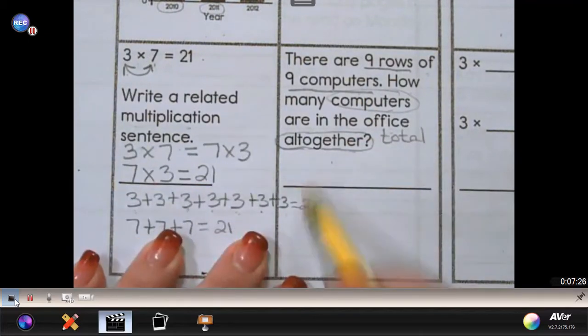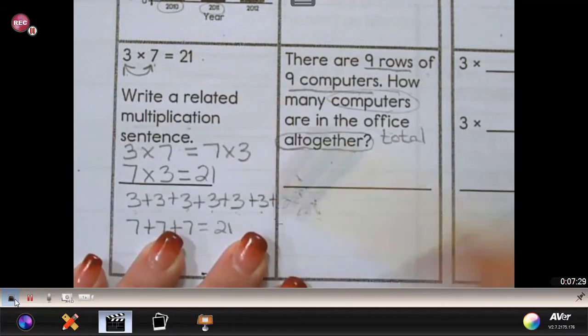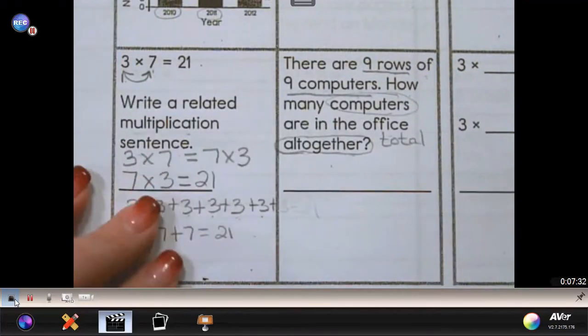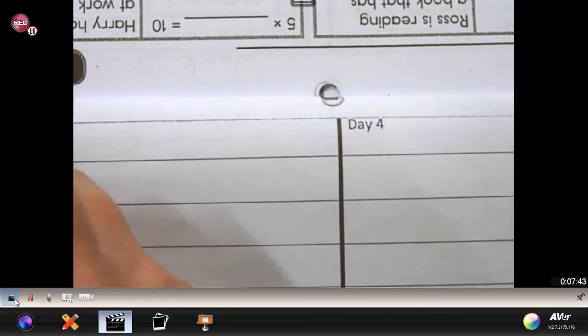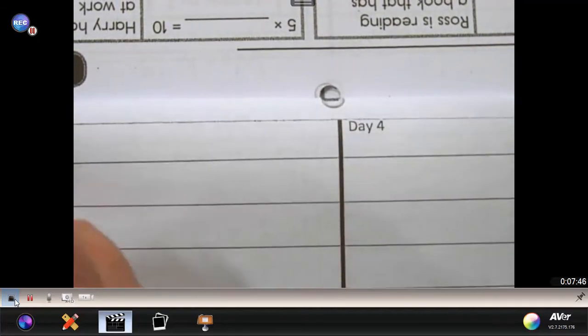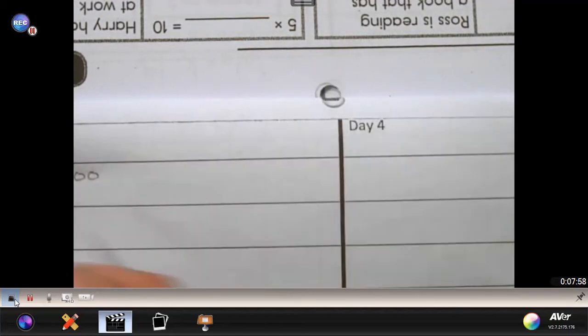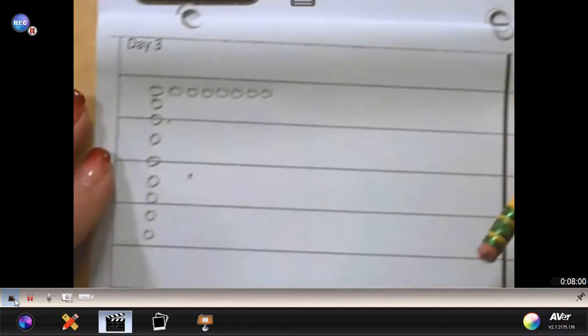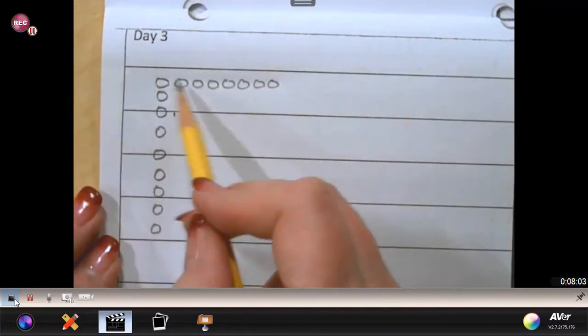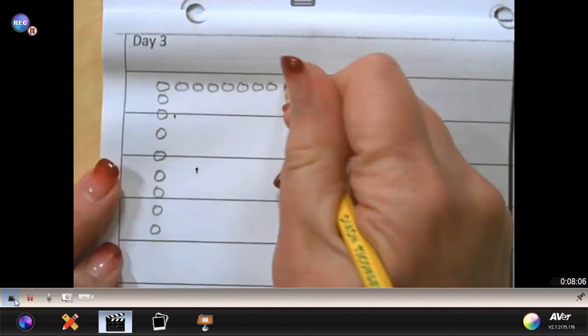Now, if we were to draw an array, we would have to draw 9 rows with 9 objects in each row. So on the other side, I can show that work, and I could draw my 9 rows. 2, 3, 4, 5, 6, 7, 8, 9, and I could put 9 objects in each row. And I could figure that out based on my drawing. And 1 more makes 9.